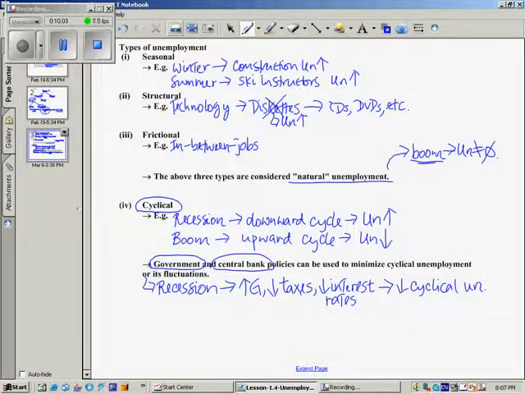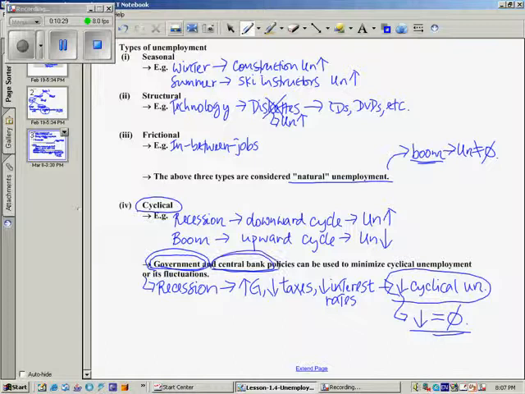Whenever we talk about policy interventions to minimize economic fluctuations, this is the type of unemployment that we try to focus on, and we would like this to approach zero as much as possible. And this is very much what we want to focus on for the rest of the course. What type of government policies and what type of central bank policies can be adopted in order to achieve this particular goal? Driving cyclical unemployment down to zero or even negative if possible.